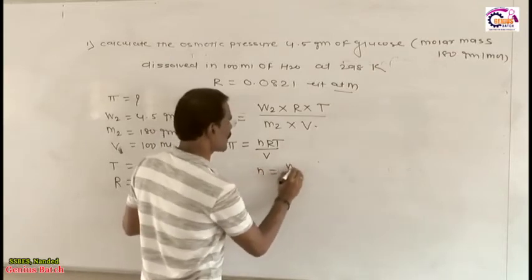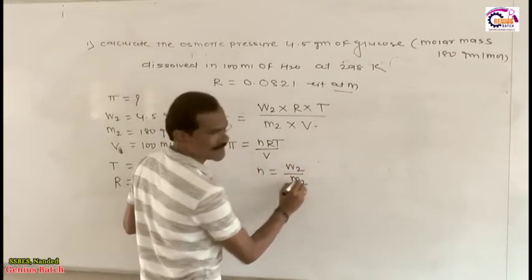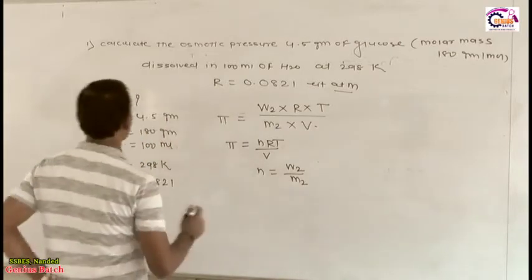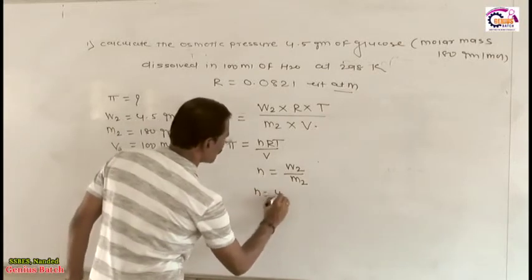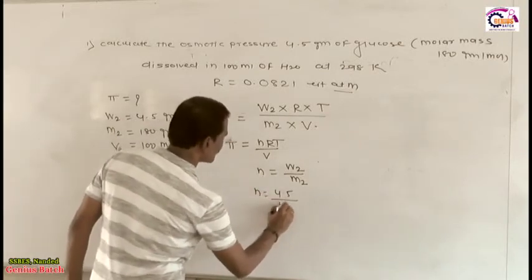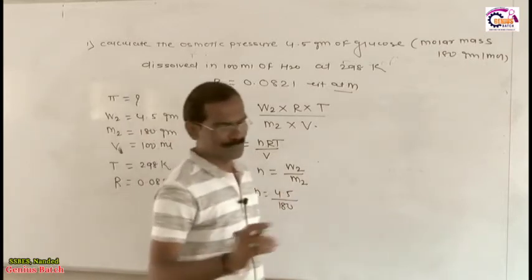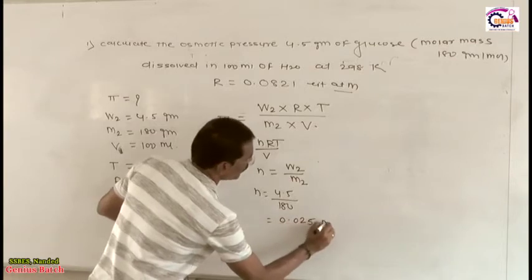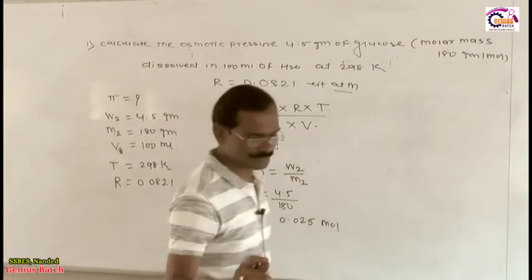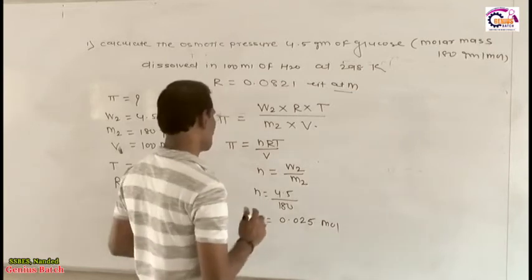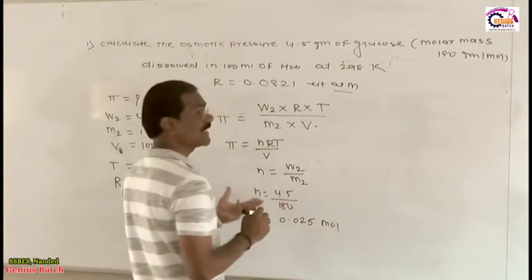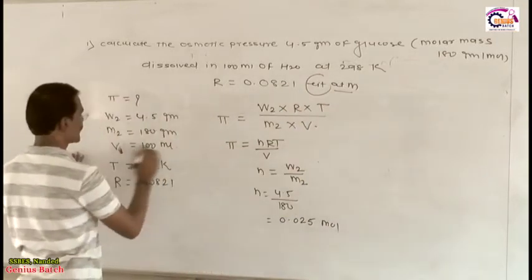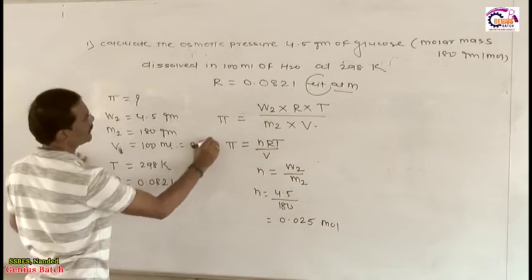N is equal to what? W2 upon M2. This is a very simple phenomenon, my dear friends. What is the value of W2? The value of W2 is 4.5, divided by the value of M2, which is 180. Therefore 4.5 by 180 is equal to 0.025 mole. You know V they are given in 100 ml, but because the value of R is in liter, 100 ml means 0.1 liter, you consider liter.